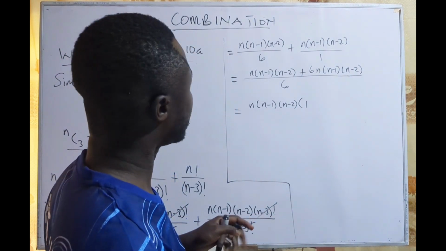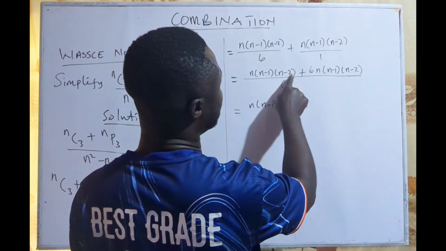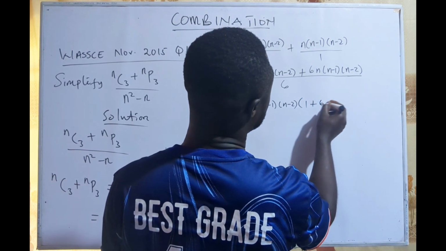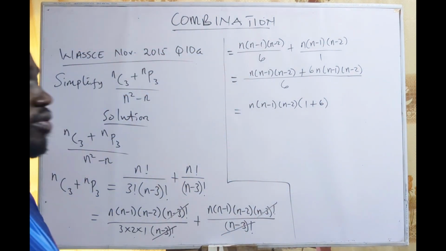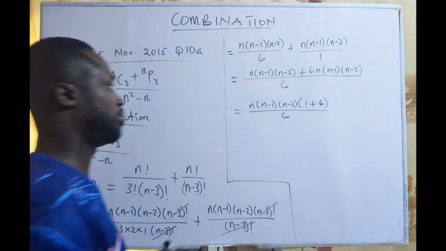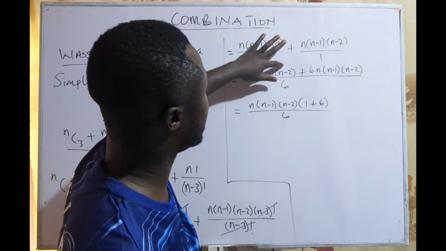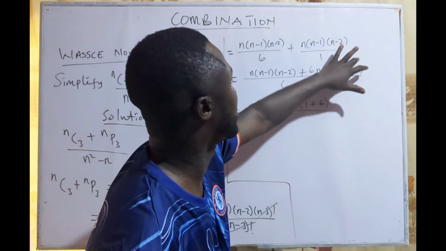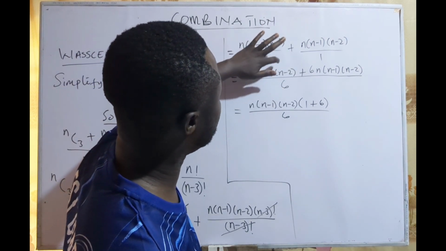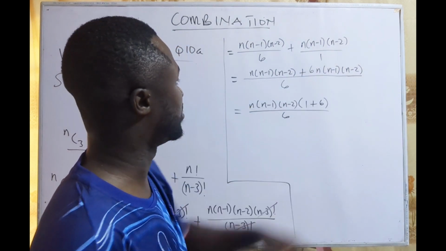And then what about this place? We have n minus 1, n minus 2 also here. So we are going to have 1 plus 6 all divided by 6. I believe you get it. So the common term here is n minus 1, n minus 2. And we have n minus 1, n minus 2. So when you factorize it out, we will bring that common factor. So what will be remaining here is 1, and what will be remaining here is just 6. So that when you expand, you get the same thing here.